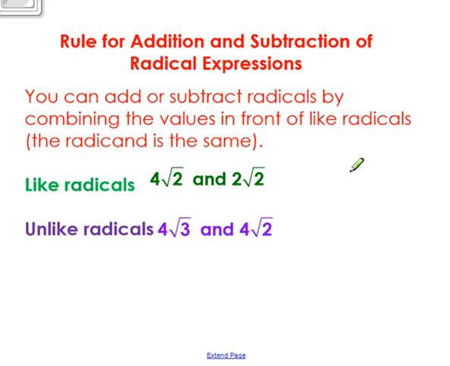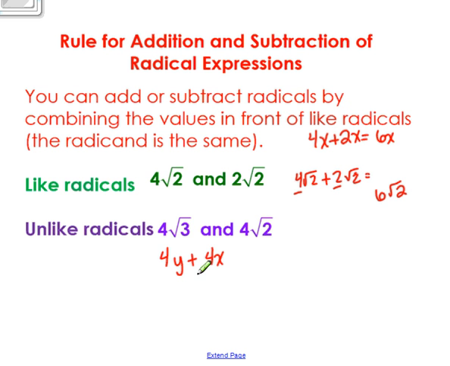So for example, if I wanted to add 4 square root of 2 plus 2 square root of 2, I would get 6 square root of 2, just like I would if I was adding 4x plus 2x. It's like combining like terms. I would get a 6x. This would be like trying to combine a 4y and a 4x. You can't combine them. That's just your answer.